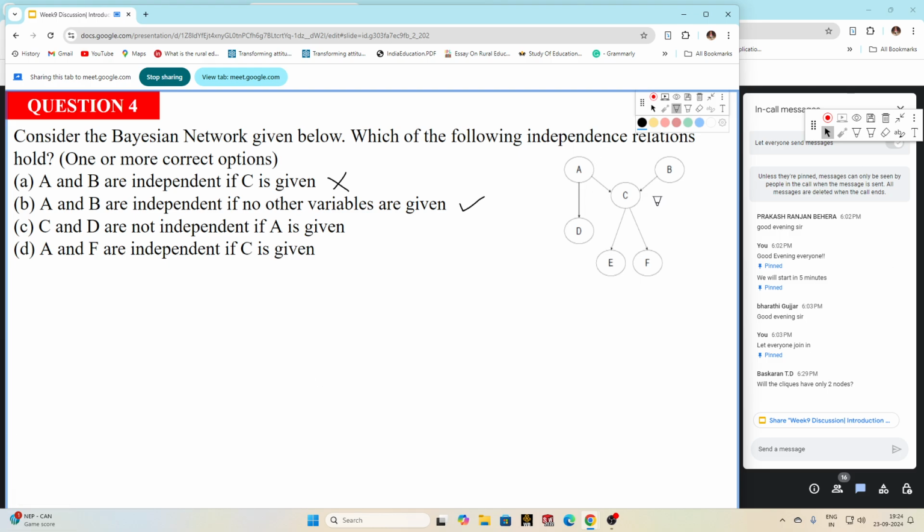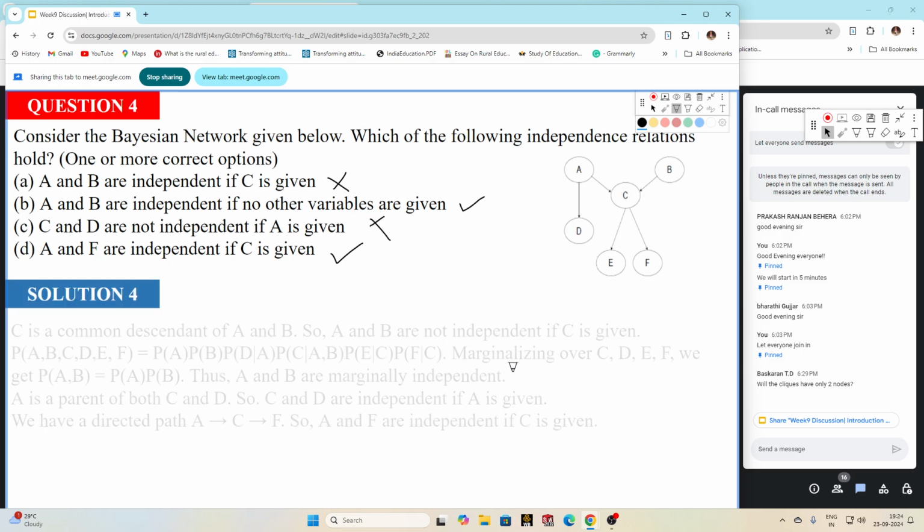Okay, C and D are not independent if A is given. If A is given, then C and D are independent. So this is again false, right? A and F are independent if C is given. This is also true. So B as well as D is your correct answer.